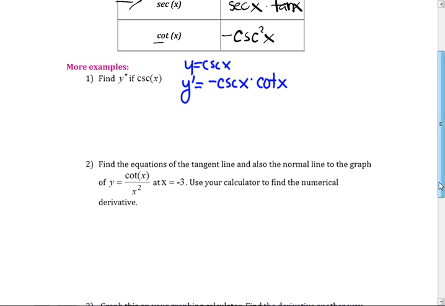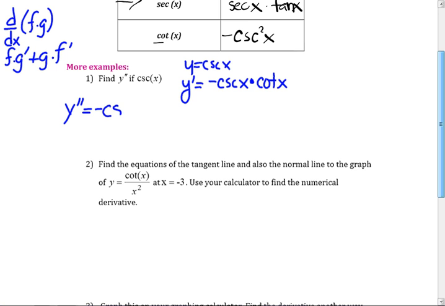Okay. What rule is this? There's a big times sign there. Product. Do you remember that one? The derivative of f times g is f times g prime plus g times f prime. So y double prime is going to be negative cosecant of x times the derivative of cotangent. Well, guess what? I've got that written up there for me. What's the derivative of cotangent?